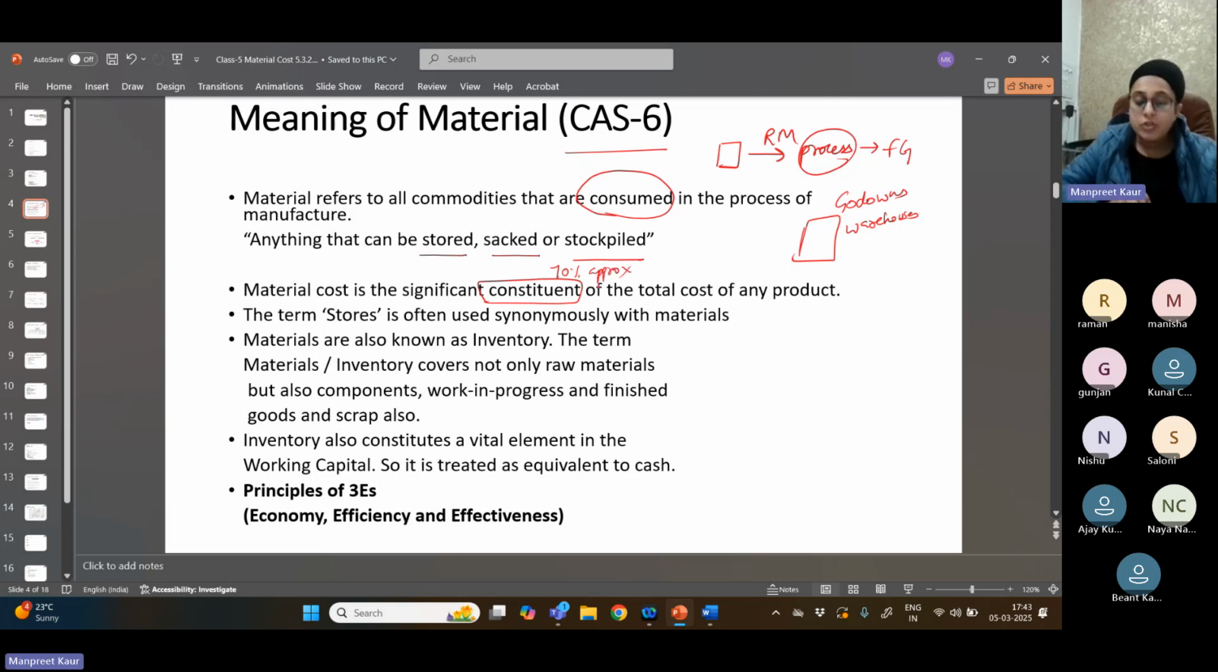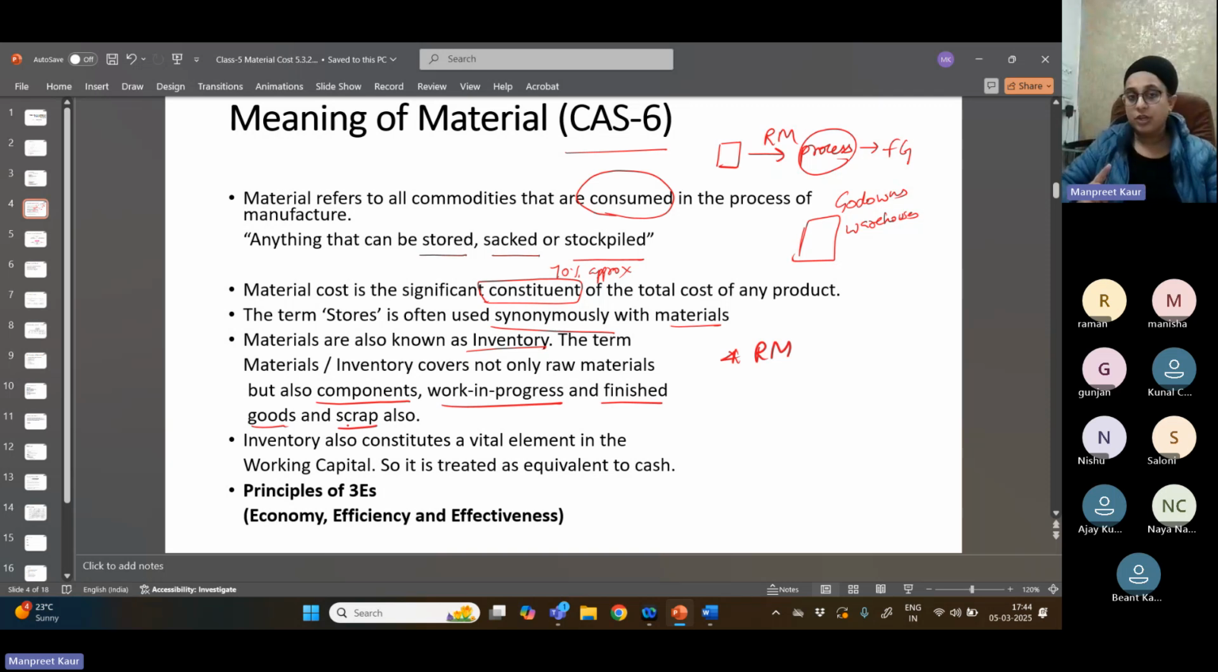The term stores is often used synonymously with material. Materials ਨੂੰ ਆਪਾਂ stores ਵੀ ਕਹਿੰਦੇ ਆ ਕਈ ਜਗ੍ਹਾ. Material ਨੂੰ ਆਪਾਂ inventory ਵੀ ਕਹਿ ਸਕਦੇ ਹਾਂ. The term material or inventory covers not only the raw material. Material ਦੇ ਵਿੱਚ only raw material नहीं आएगा, but it includes components, WIP, finished goods, and scrap.